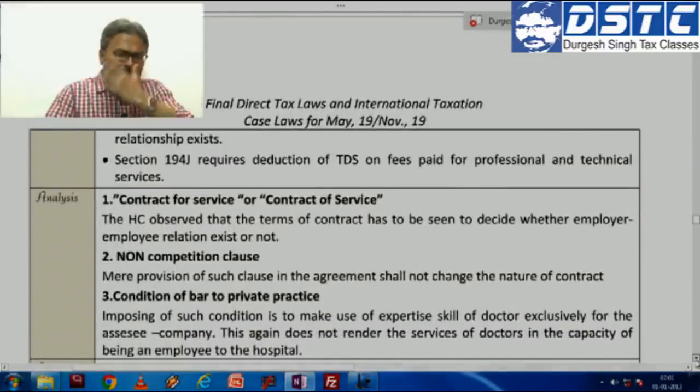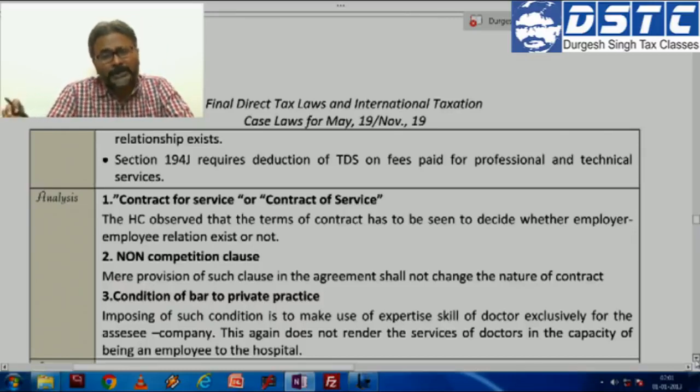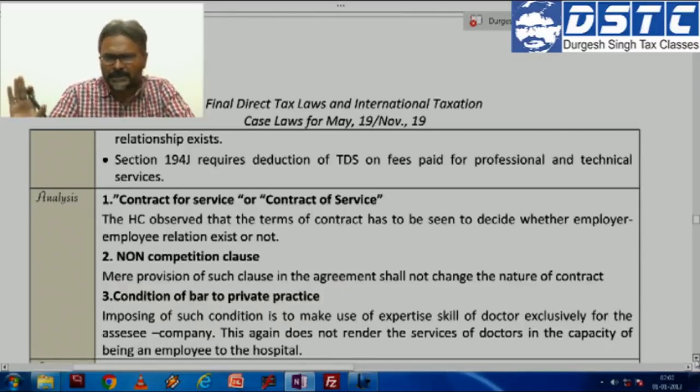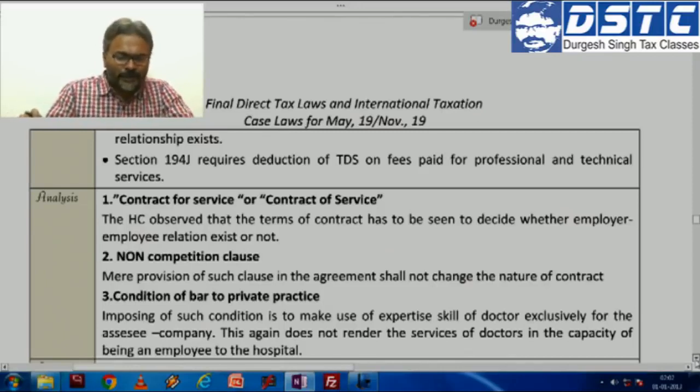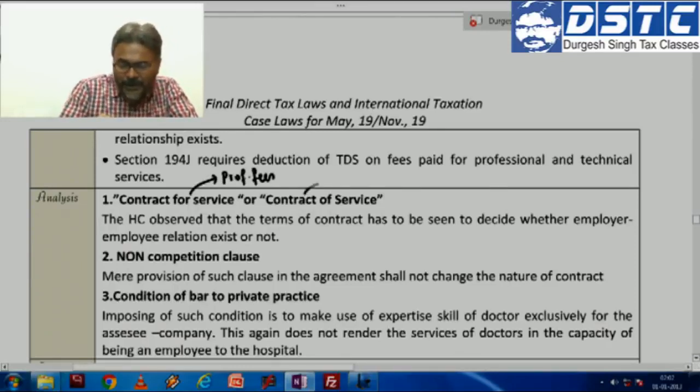So if you would have seen here, the provision as such is not that significant. Just quote 192, that when the particular amount will be charged under section 192 and when it will be under section 194J. So those are the two aspects that you are supposed to refer to in this particular judgment. Now analysis one that is there, contract for service or contract of service. If it is for service, then it is professional fees, and if it is contract of service, then it will be a salary.